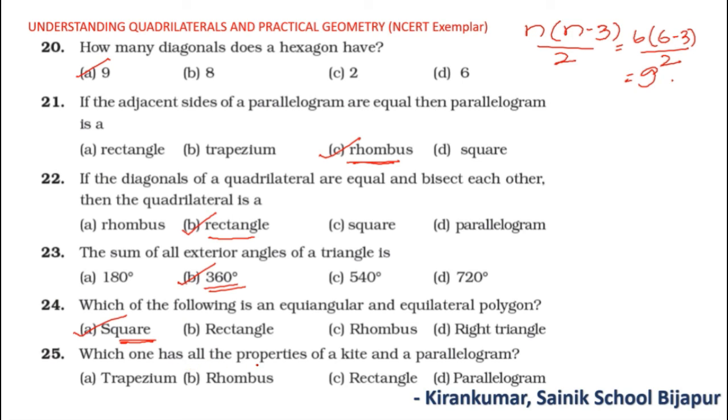Question 25. Which one has all properties of a kite and a parallelogram? All properties of a kite and a parallelogram will be there for a rhombus, because in a kite we have two pairs of equal sides and diagonals are perpendicular to each other. In a parallelogram, opposite angles are equal and diagonals bisect each other. All these properties will be true in the case of a rhombus. So the right answer is rhombus.